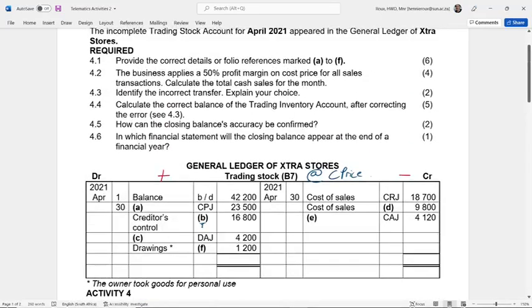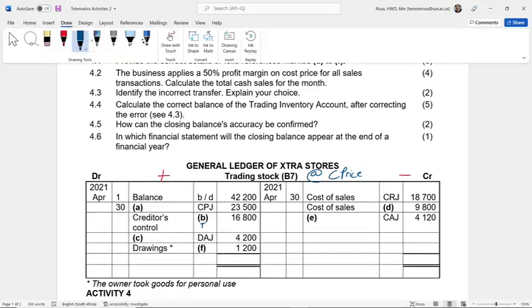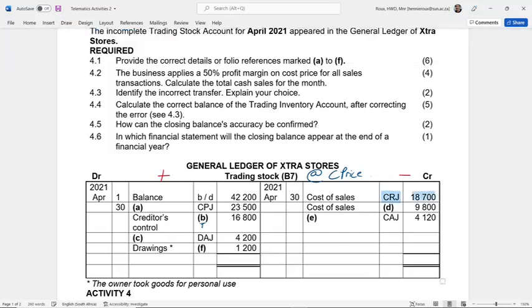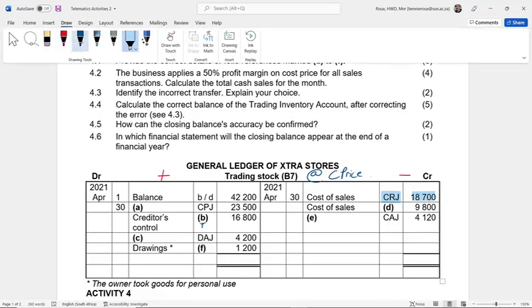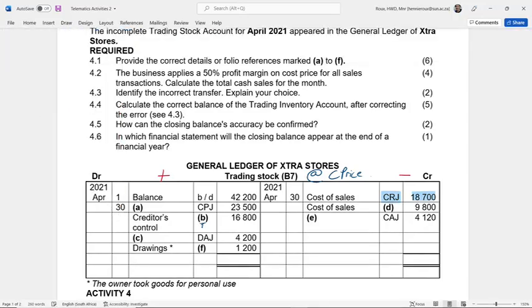The second question, they tell us that the business applies a 50% profit margin on cost price for all sale transactions. Now we have to calculate the total cash sales for the month. First thing, we must know where to start. Cash sales, CRJ, there's the amount. But that's not the sales, that's the cost of sales amount. So we must actually calculate sales if the cost of sales is 18,700. So you must be able to identify where to find the cash sales.